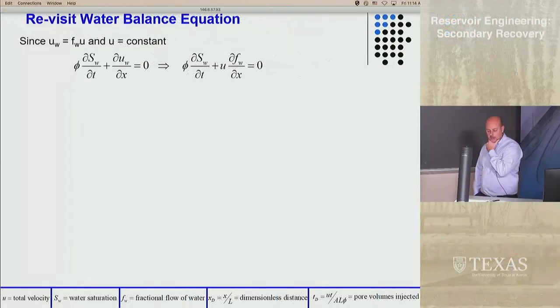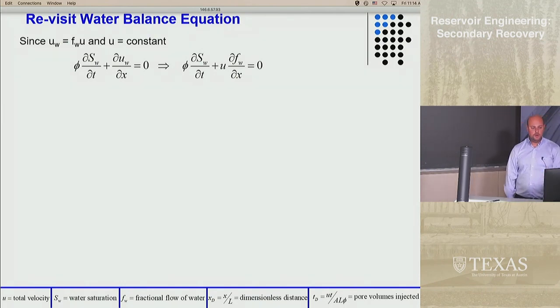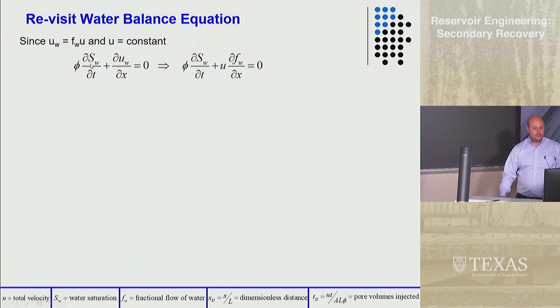I'm going to review some of the handwritten notes I did last time. What we have been deriving is a partial differential equation that describes a mass balance for water. We had one for oil too, but we're only using the one for water. We had this equation over here where SW is the water saturation, UW is the velocity. But then we remembered that because fluids are incompressible, the velocity is constant, it's not a function of x, so I could write UW as FW times U, and U is constant, so I could pull it out. So this was the PDE I had.